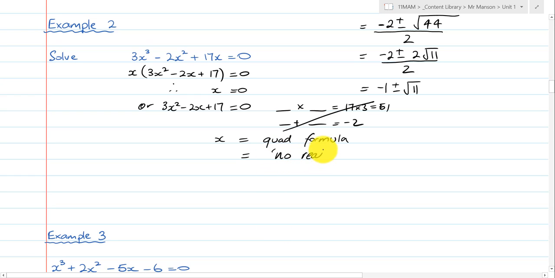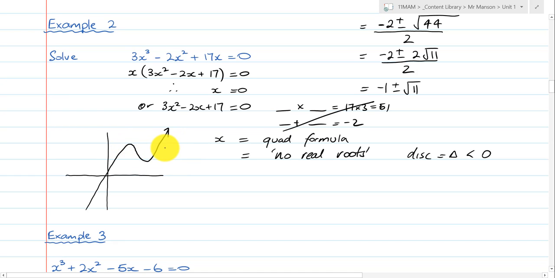No real roots. That tells you that the discriminant, which is sometimes written as that, is less than 0. There's no real roots, and that tells you this function has only one solution, and that is x equals 0. And if I sketch this function, and this is just a guess, it might look something like this. Go up, down, and then back up, but only crosses the x-axis at one point. So that's it. And because it crosses the x-axis at 0, I know that's also my y-intercept. So there's some information for you.